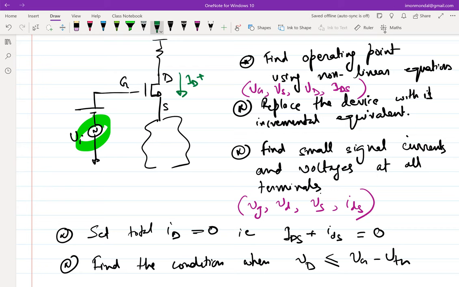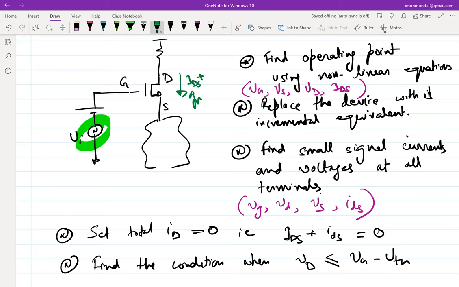ID in this case? If you have to write it in terms of the variables that are there, how will you write? No, ID is GMVI. No, it's not GMVI. Why do you say GMVI? Correct. Quiescent current, I have figured out, let's say, right? So I have figured out quiescent current by doing nonlinear analysis. What is the incremental current?